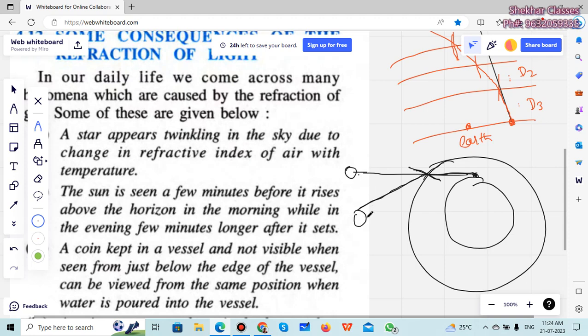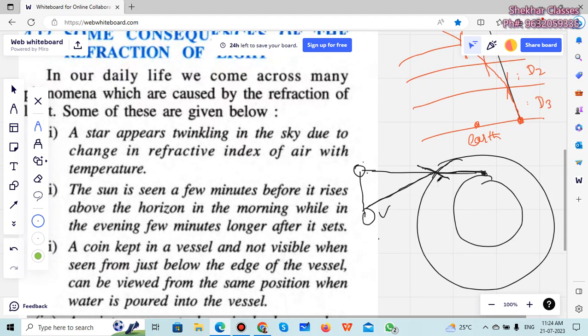Is the sun at this place? No, the sun is over here. This is the actual place. This is the apparent place. So what is the difference? This is something like 8 minutes altogether, 4 minutes each. So he sees the sun, which actually is not over here, before it rises. Had there not been the atmosphere, the person would have seen the sun for the first time at, say, 6 o'clock, but he sees it at 5 o'clock and 56 minutes.